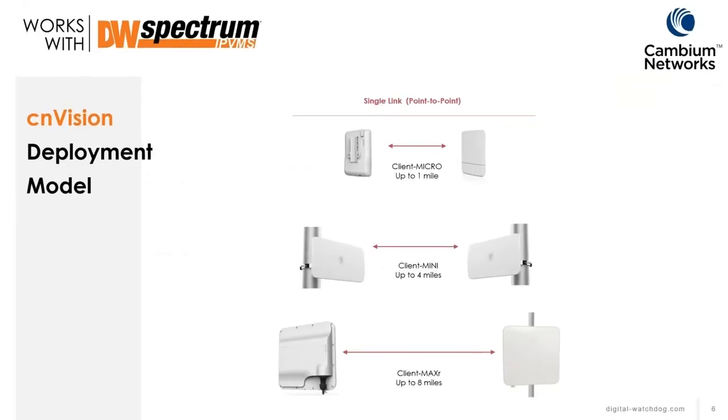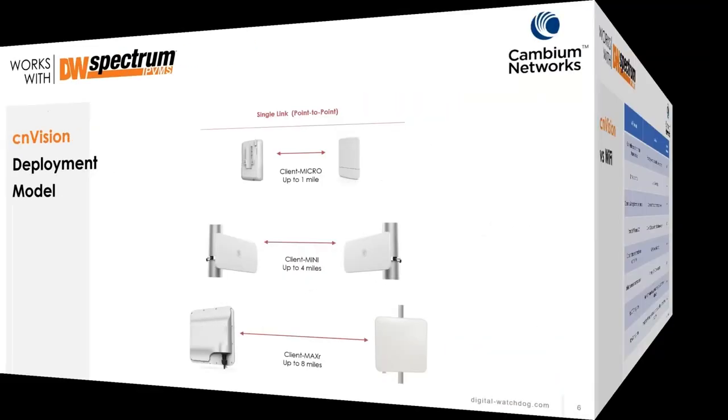As I was talking about the clients, another very simple deployment model is what we call point-to-point, which is pretty easy to understand. If you just have one camera that you're trying to backhaul, you may choose to just use these three devices as a point-to-point link, with the Micro going up to a mile, the Mini up to 4 miles, and the Max R up to 8 miles. So all in all, a relatively easy deployment model and hopefully easy to track.